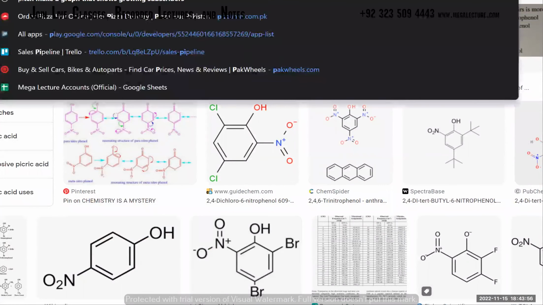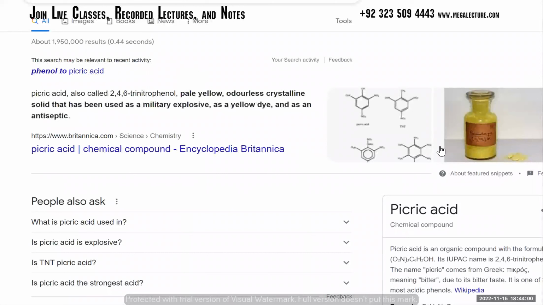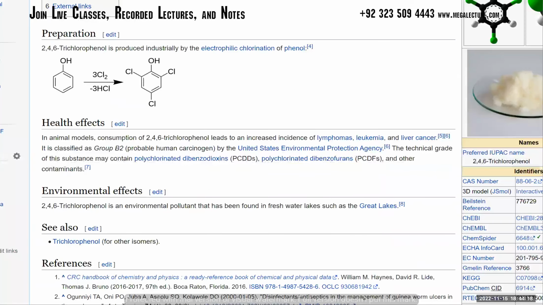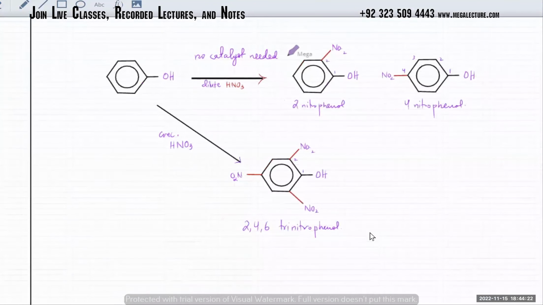बस एक सेकेंड। पिक्रिक, ये पिक्रिक एसिड इज दिस थिंग, आई थिंक। Yeah, that's not a white. It's a yellow, pale yellow crystalline solid. मैं एक दफा वो पिक्रिक एसिड का चेक कर लूं, इज इट द सेम थिंग? 3NO2 picric acid, हाँ ठीक है, picric acid, this is picric acid. So this is a yellow crystalline solid.